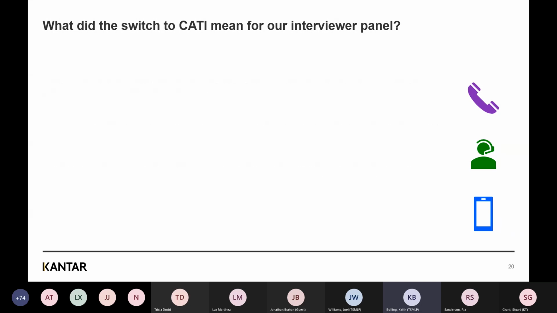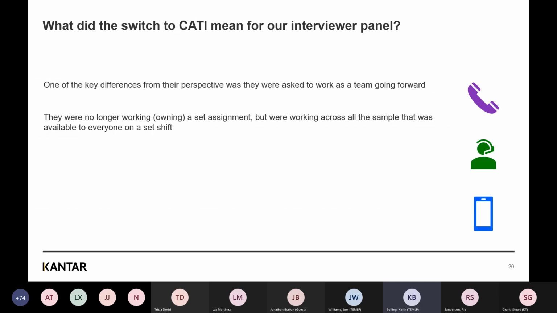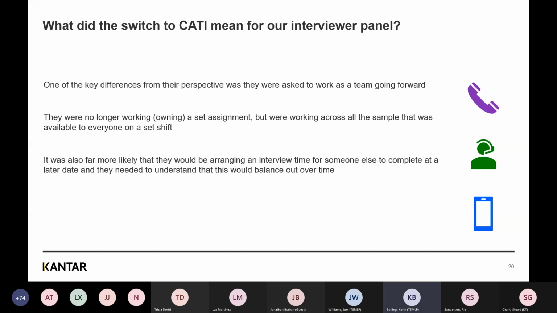The key difference that we needed to stress for them was really about the fact that we had to work as a team going forward. Historically, they had worked on a set assignment, whereas now they were able to access all the sample that was available to them on any one shift. So they had to be mindful of the fact that sometimes they would be setting up an interview that someone else would benefit from, and alternatively, they might well be the recipient in the future. That was quite a big departure for them, but we talked about that at length at the outset.